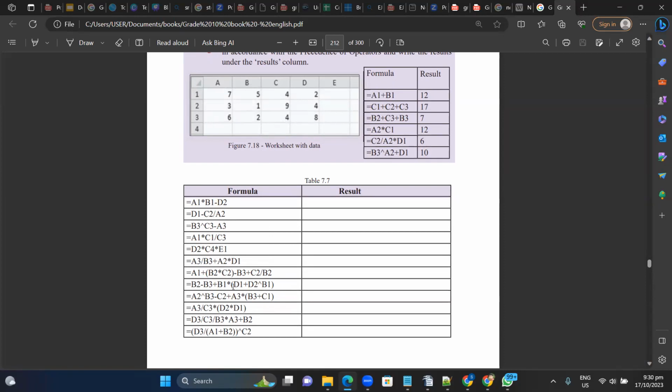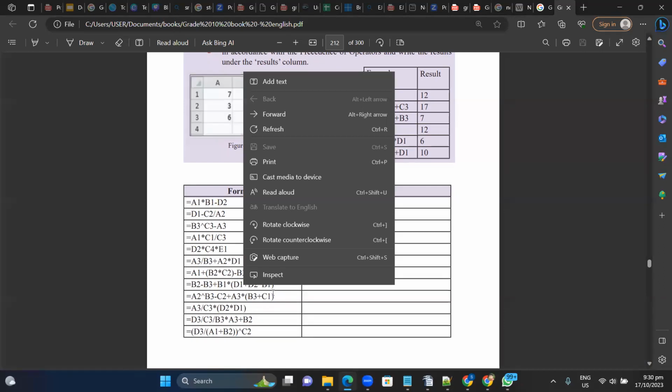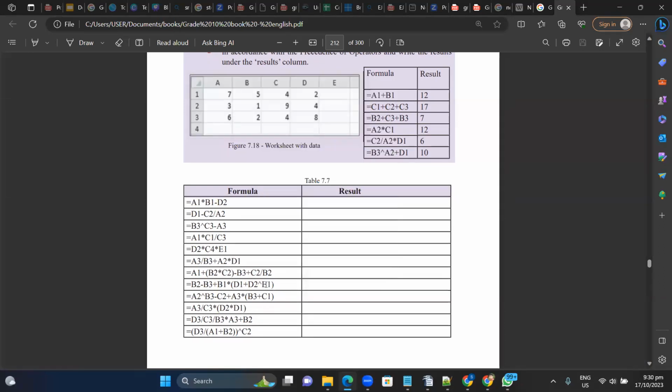Here the multiplication, these brackets will happen first. D1, but in the bracket also you can see this is power. This will happen first. So it is D2 to the power B1. Let's see, this is now more complex. D2 is 4, B1 is 5. That is a large one. 4 to the power 5.